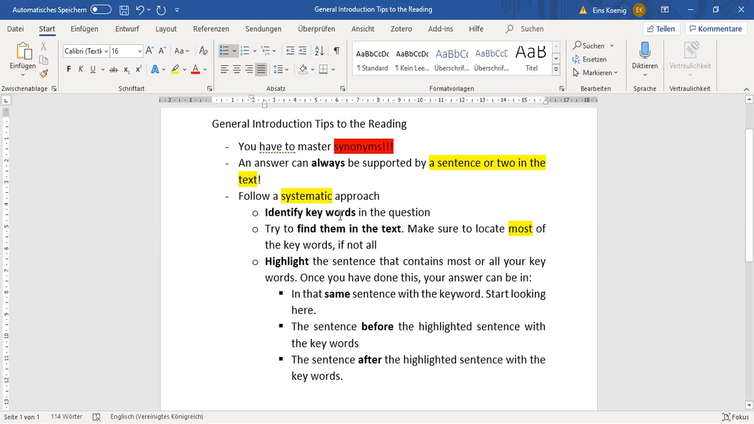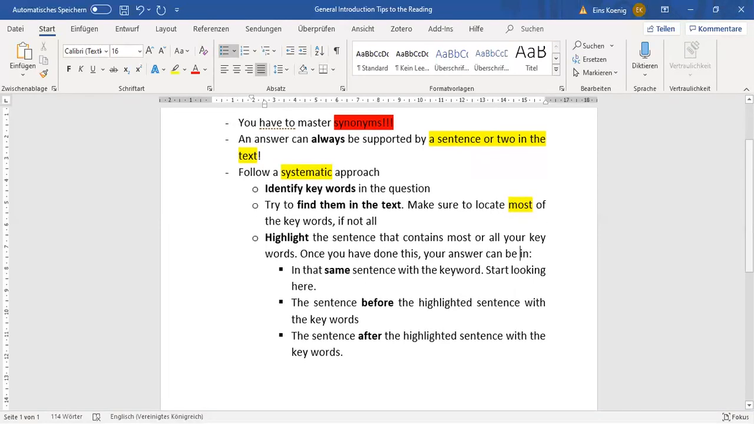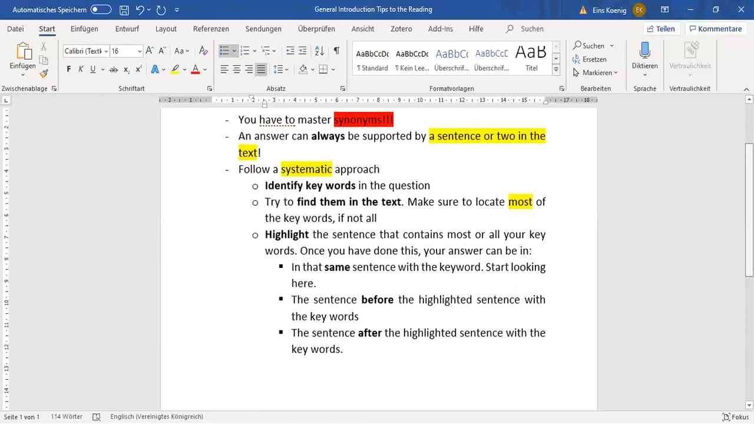So you identify the keywords in the question, you try to find them in the text. Remember, you'll be going to look for synonyms. If you're lucky, it will be exactly the same words, but these are few cases. It happens, but only few cases. Mostly they're synonyms. And then once you've identified most of the keywords or all of them, you highlight the sentence that has these keywords.